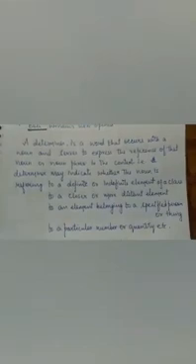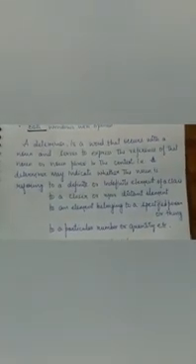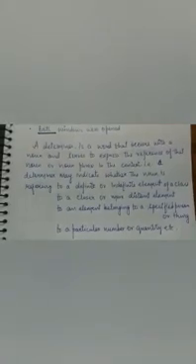So here we have the definition of determiner. A determiner is a word that occurs with a noun and serves to express the reference of that noun or noun phrase in the context. That is, a determiner may indicate whether the noun is referring to a definite or indefinite element of a class, to a closer or more distant element, to an element belonging to a specified person or thing, to a particular number or quantity, etc. In brief, it specifies the noun.